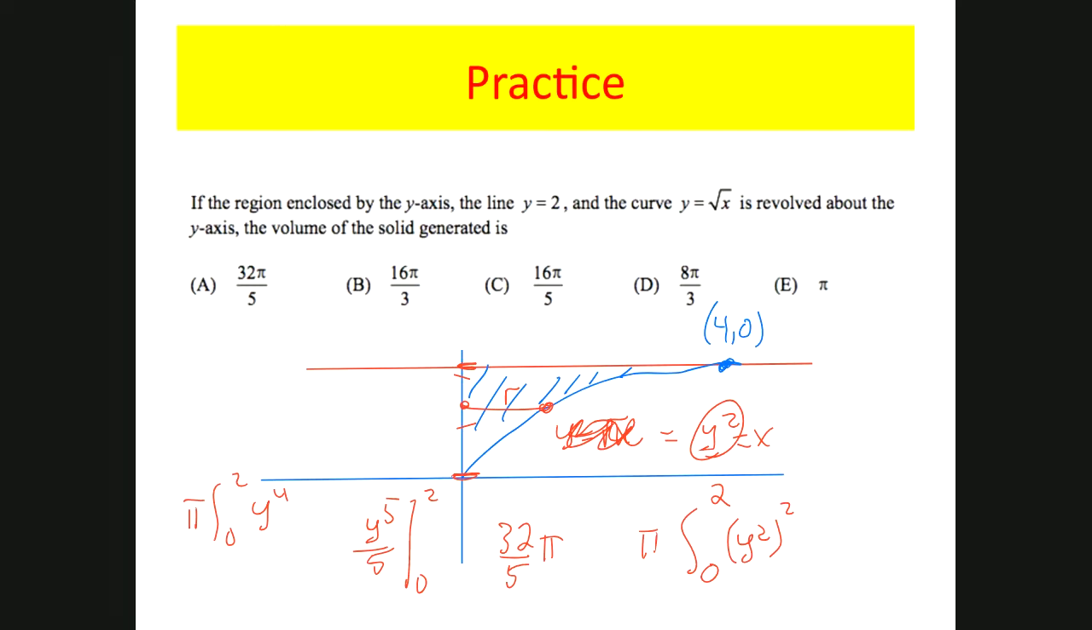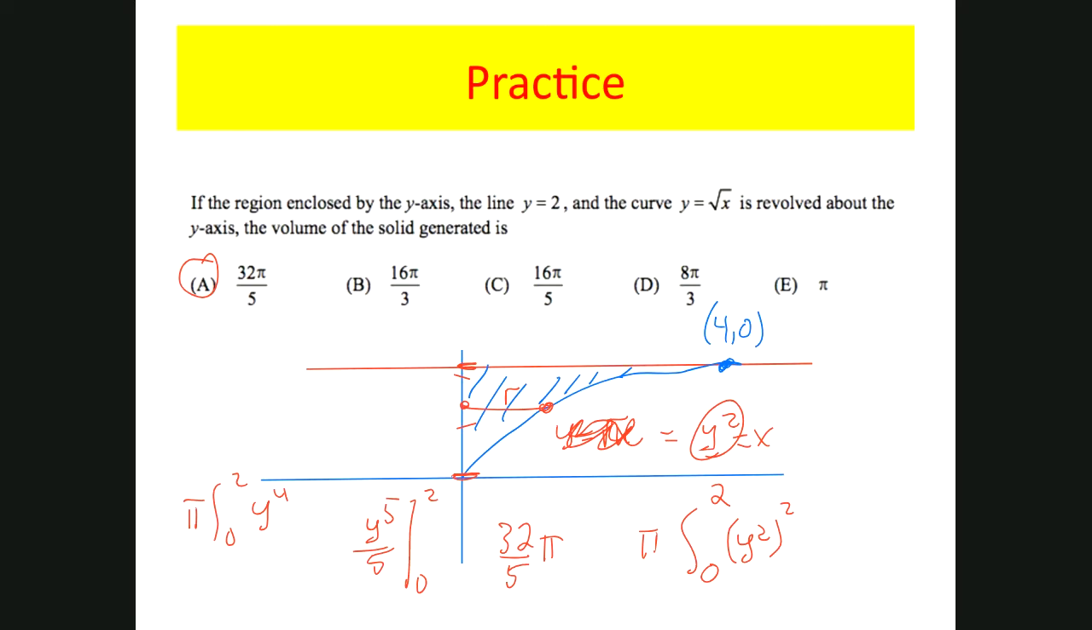Woo-woo! I love it when my answer comes out right. But the key to when you revolve it around the y-axis is you have to rewrite every equation as x equals. That is the key to those types of problems. You just have to rewrite it as x equals. Okay, any questions on those or on that one?